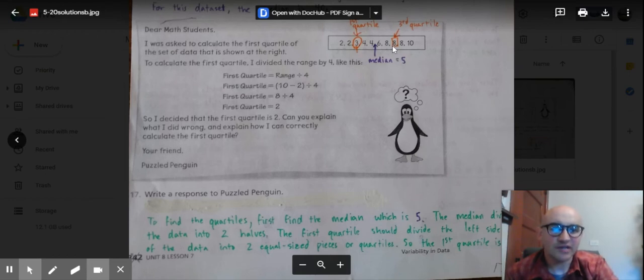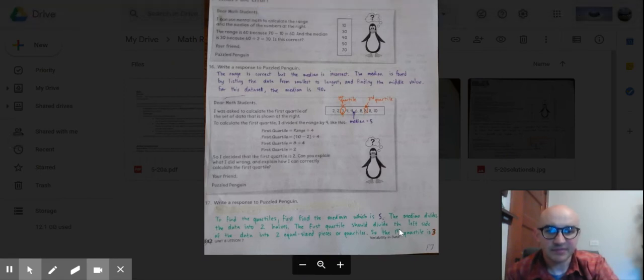Similarly, the third quartile does the same thing. It's 8. It divides the right-hand side of the data into two equal-sized portions, 6 and 8, and 8 and 10. So the first quartile in this case is 3 for this one.